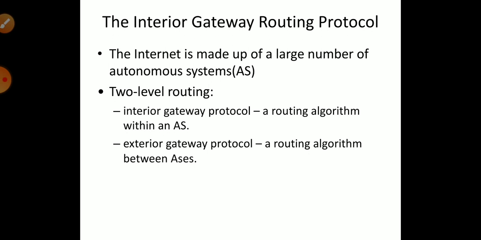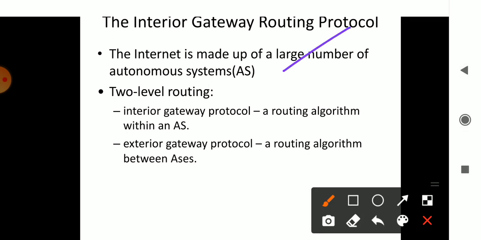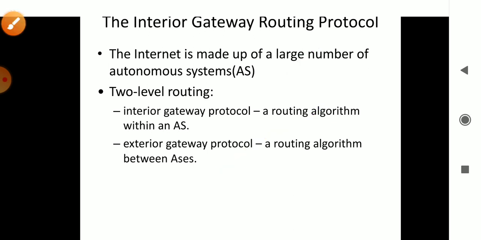Then you have the Interior Gateway Routing Protocol. It consists of numerous autonomous systems, which work on their own. So IGRP, interior gateway routing protocol, consists of many autonomous systems. It has two types of protocols, interior and exterior gateway protocols. The interior is within an autonomous system, whereas the exterior is between multiple autonomous systems that get connected. Okay, so let's check it out.